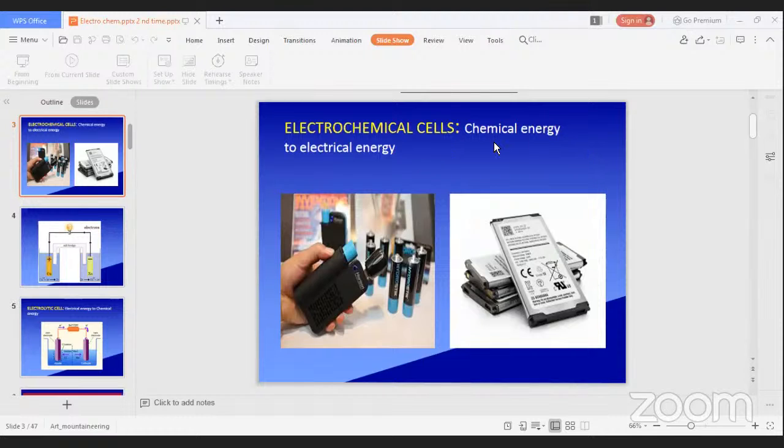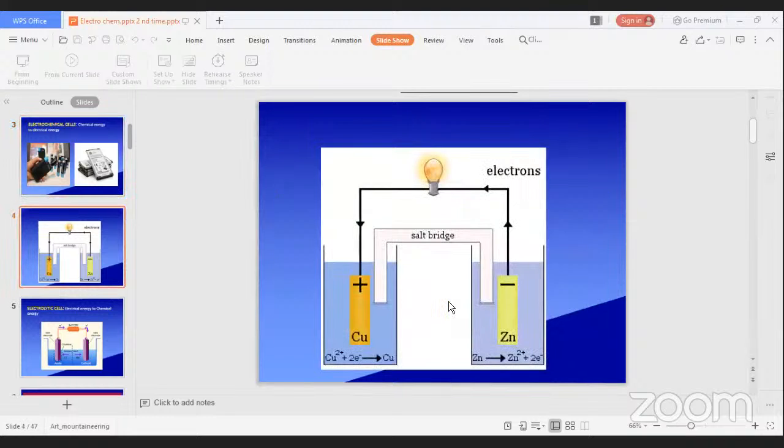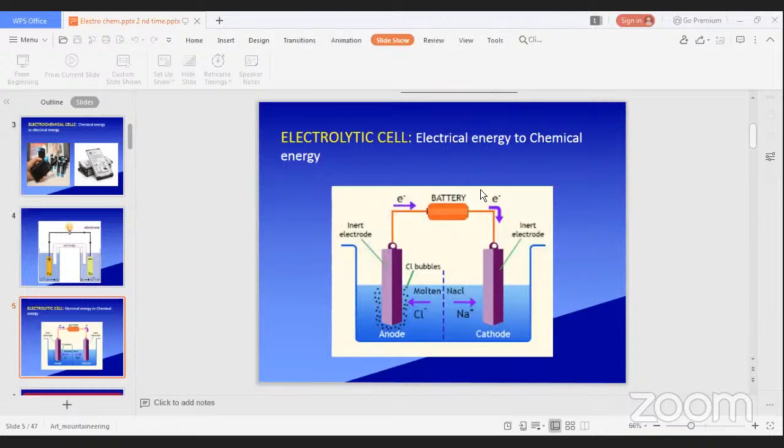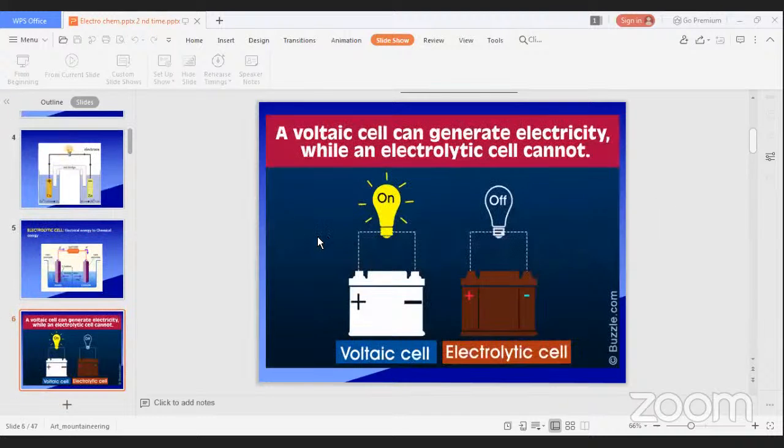In the electrochemical cell, chemical energy is converted into electrical energy. And in the electrolytic cell, by using electricity we are converting into chemical energy. This one is molten sodium chloride. Voltaic cell is nothing but an electrochemical cell. In this, chemical energy is converting into electrical energy, so this bulb is on. See this one, here we are using electricity and converting it into chemical energy. So this is called an electrolytic cell.